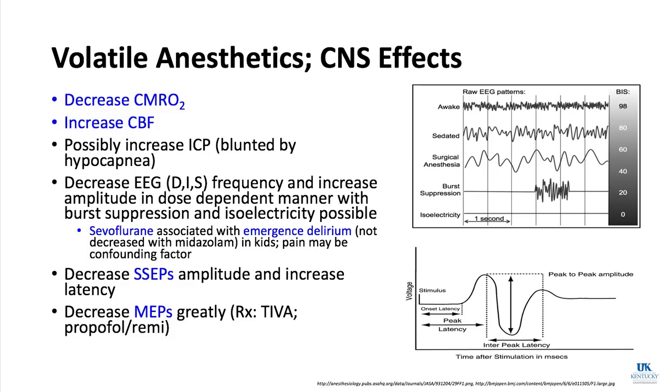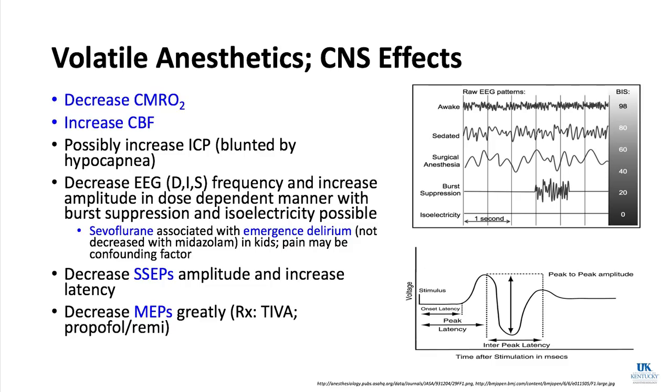What do volatile anesthetics do to SSEPs and MEPs? Well, the somatosensory evoked potentials that are often used to monitor the neural pathways during surgery, such as back surgery, the volatile anesthetics make the amplitude of them go down and the time for them to go through the neural pathways longer, the latency longer. So it makes it more difficult to monitor SSEPs if you're using very high concentrations of volatile anesthetics.